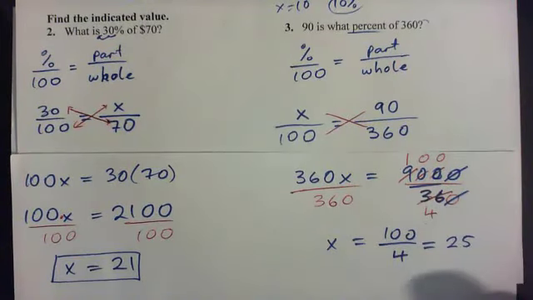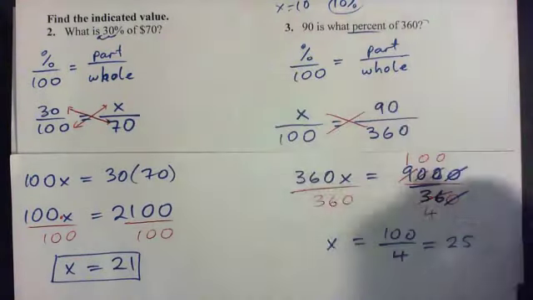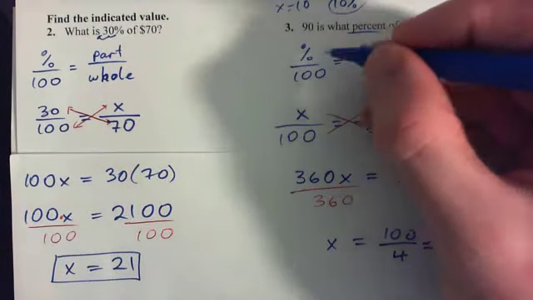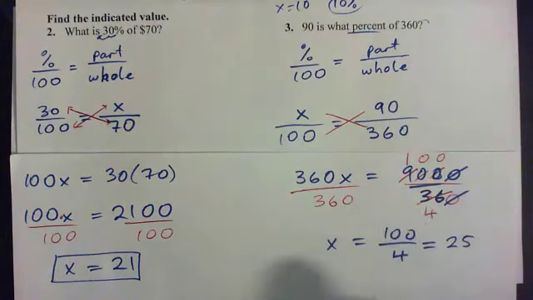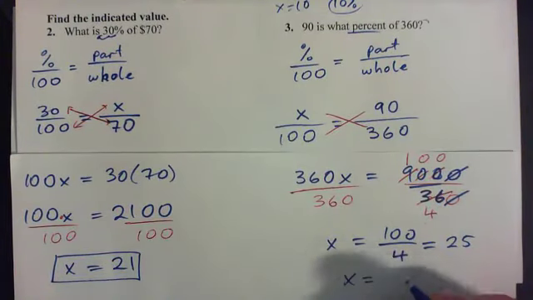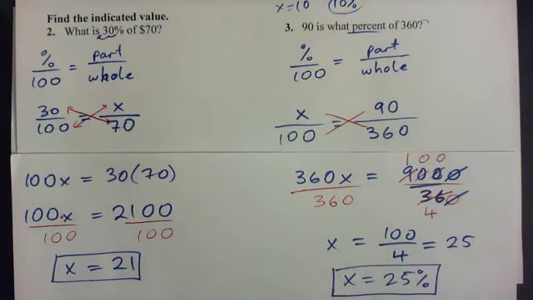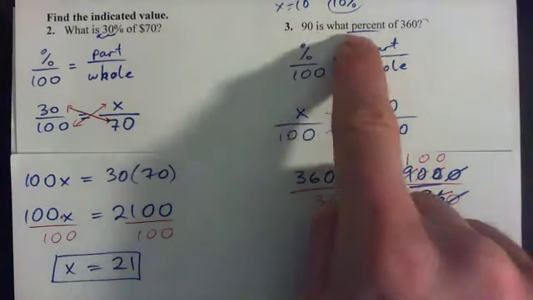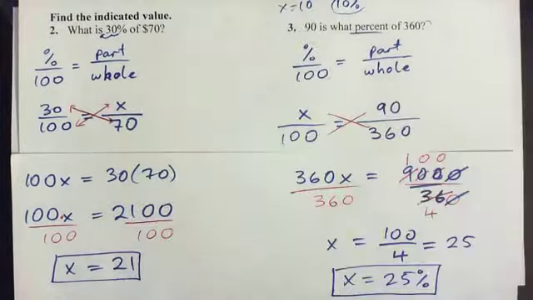25. And you got to remember, because of the way we set up this formula, this represents the percentage amount. So the answer isn't 25, it is in fact 25%. Okay. So 90 is 25% of 360, right?